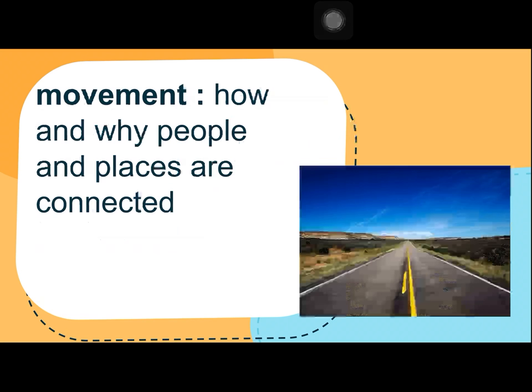Our next word is movement. Say movement. Good. Movement. How and why people and places are connected. So if you look outside your window at home, you might see a road outside your house. What is the purpose of that road? Well, it would be to get you from one place to another, right? So movement is us traveling along these roads, it's traveling along waterways. And there's also a way to explain why people and these places are connected. So think about that for our future lessons. What is the purpose and why are these places connected?